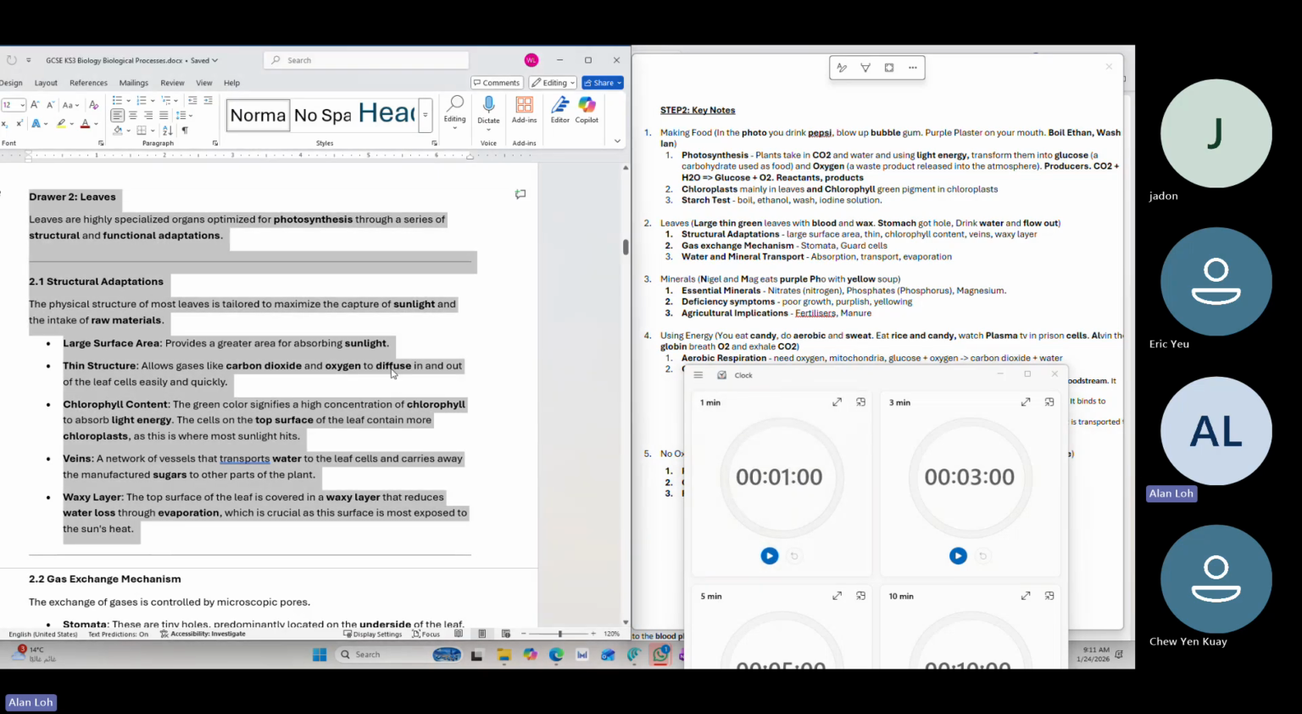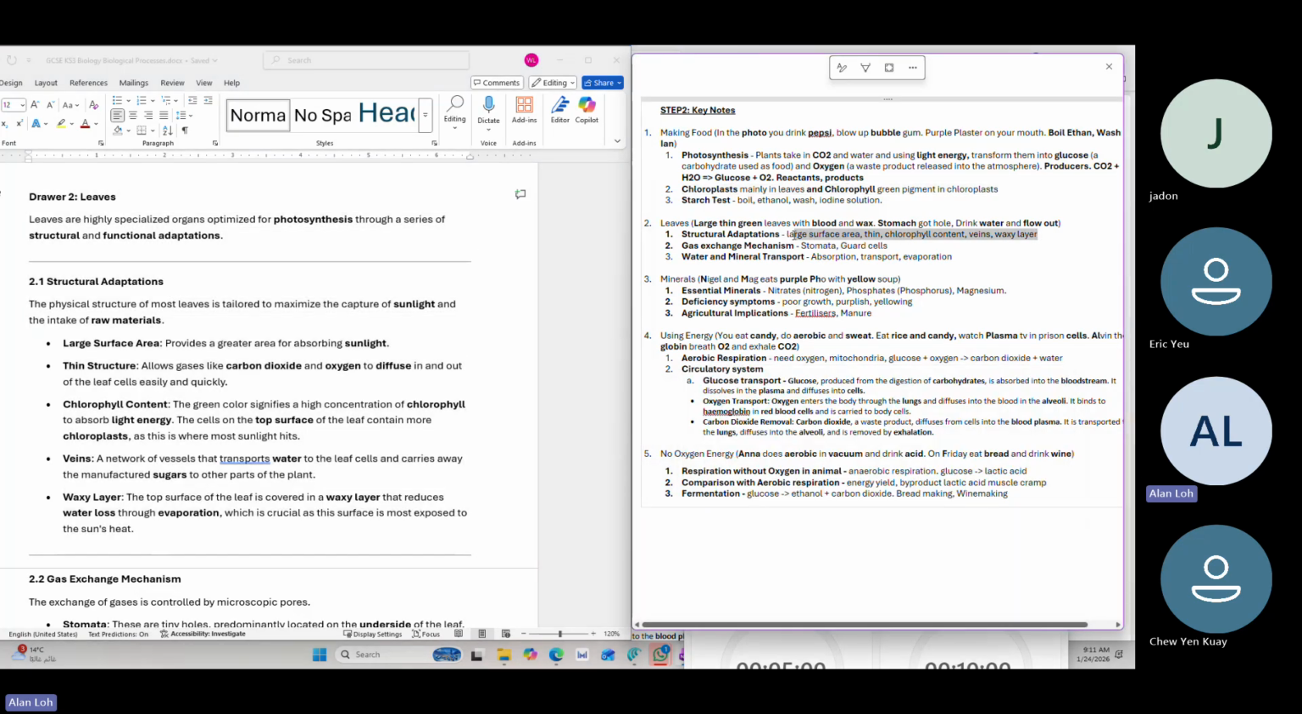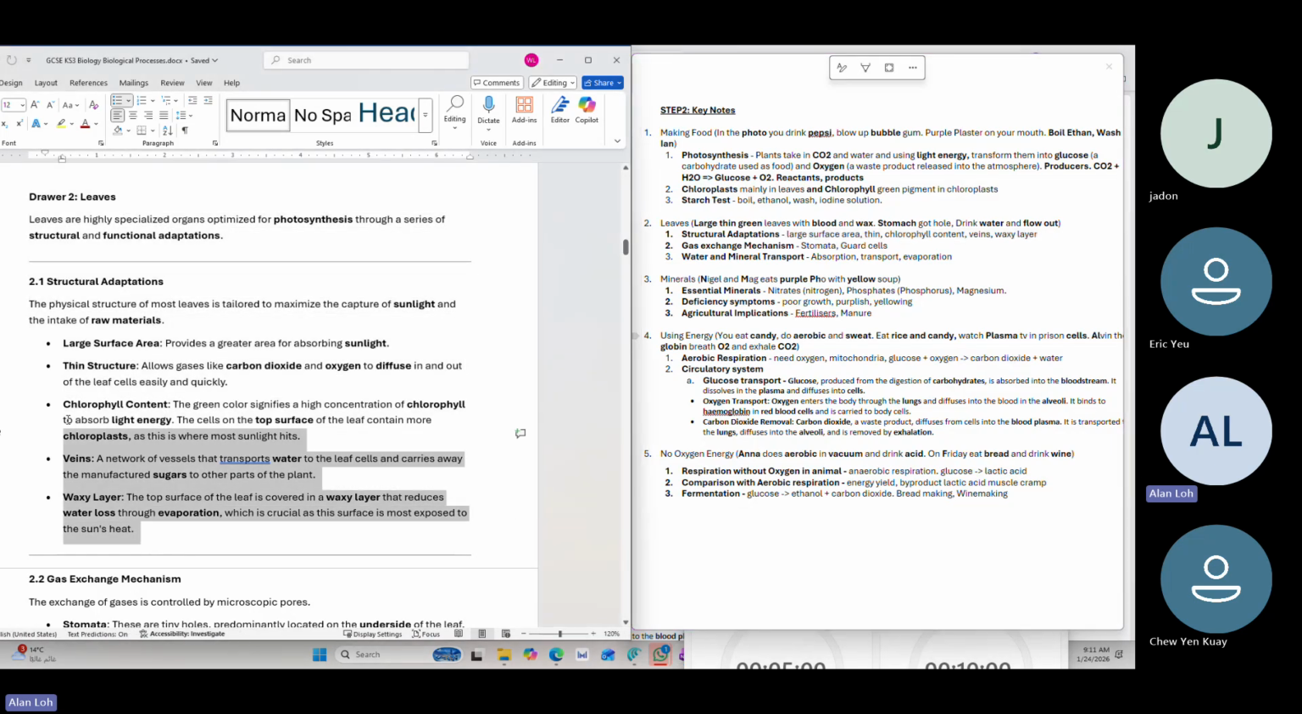Okay, this is drawer number 2, 2.1, structural adaptations. So there are 1, 2, 3, 4, 5 adaptations in the leaf structure that help the leaf to adapt to the environment and help the leaf to work. And this is explaining a bit more detail about each of them. What does it mean by large surface area? What does it mean by thin structure? What does it mean by chlorophyll content? What does it mean by veins and waxy layer?